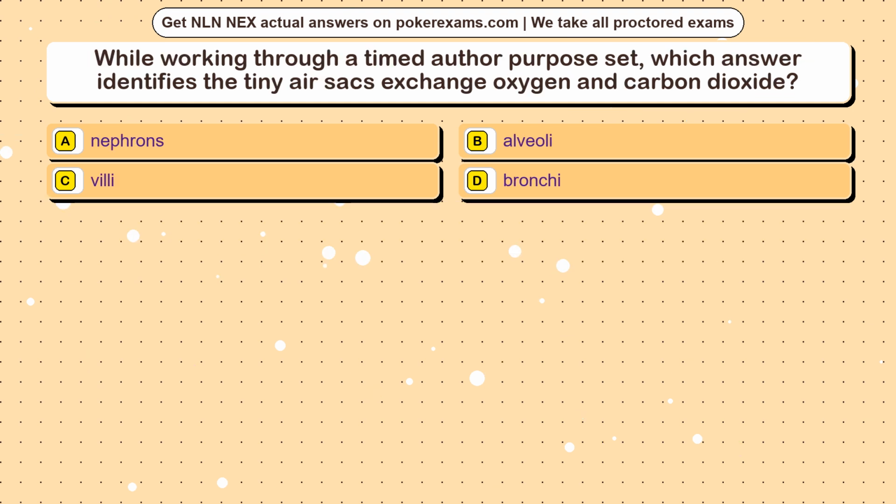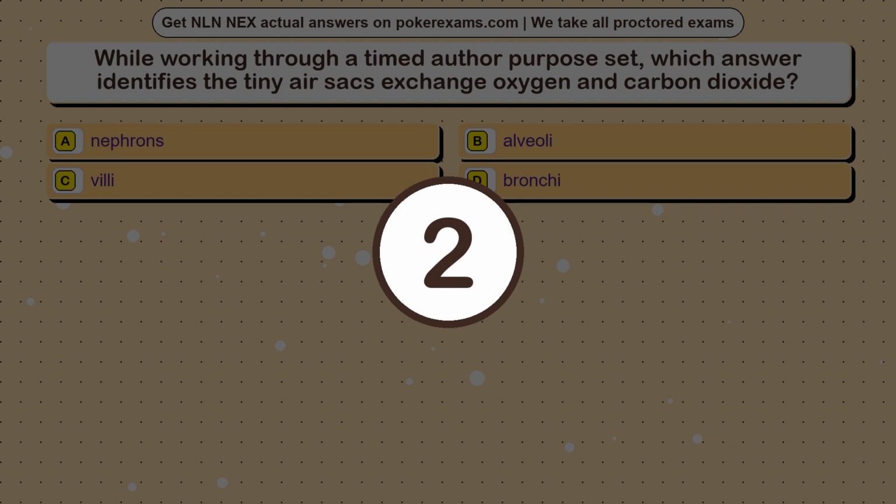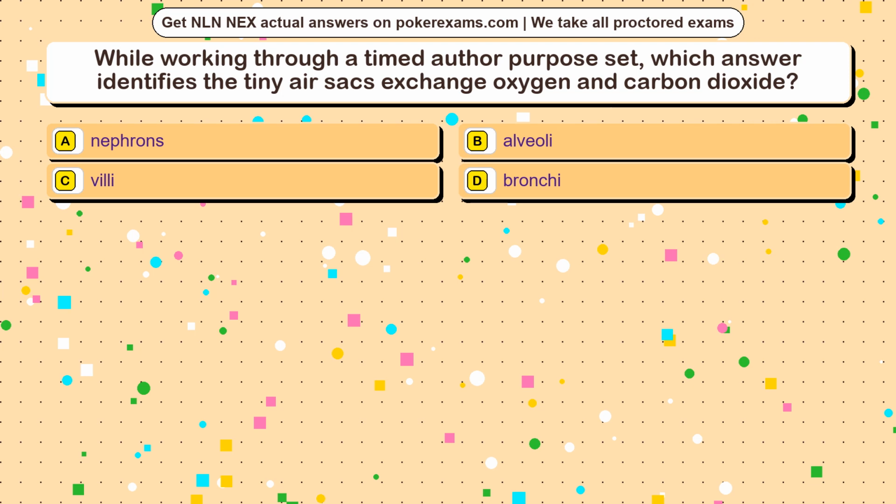Question 8. While working through a timed author purpose set, which answer identifies the tiny air sacs that exchange oxygen and carbon dioxide? Option A, nephrons. Option B, alveoli. Option C, villi. Option D, bronchi. The correct answer is option.